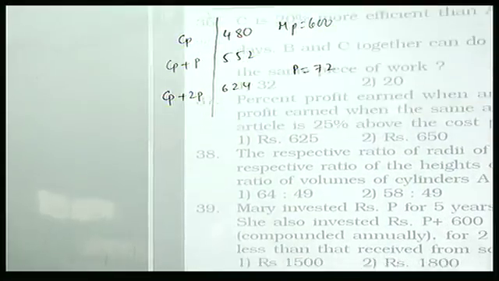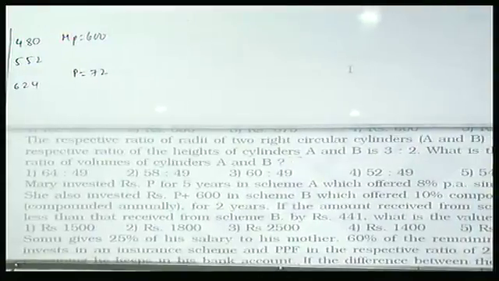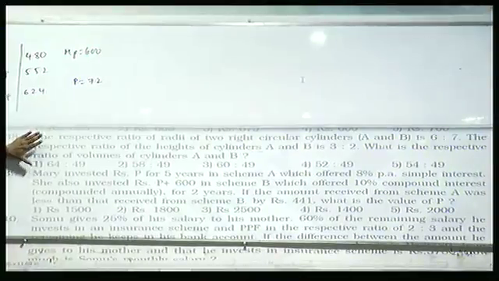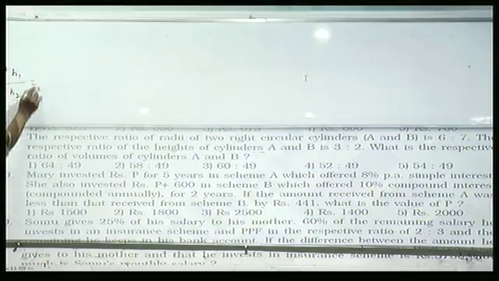Next. The respective ratio of radii of two circular cylinders A and B is 6:7. The respective ratio of the heights is given as 3:2. And here asked about volume ratio. Pi r square h, as it is ratio pi r1 square h1 is to pi r2 square h2. Pi is common, you don't need to worry about it. r1 square h1 by r2 square h2.